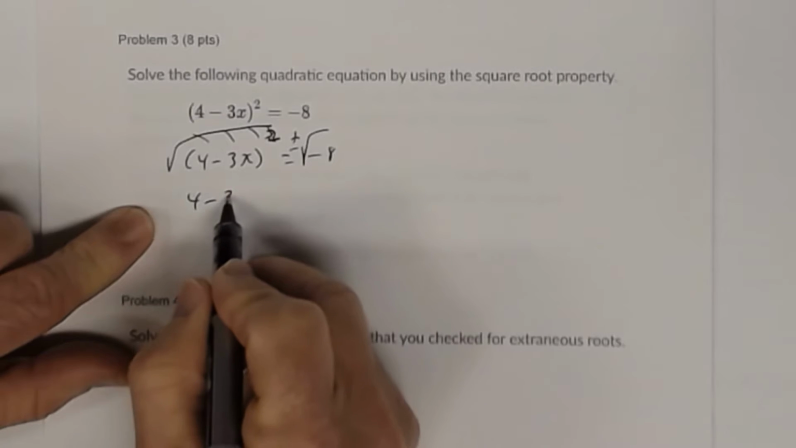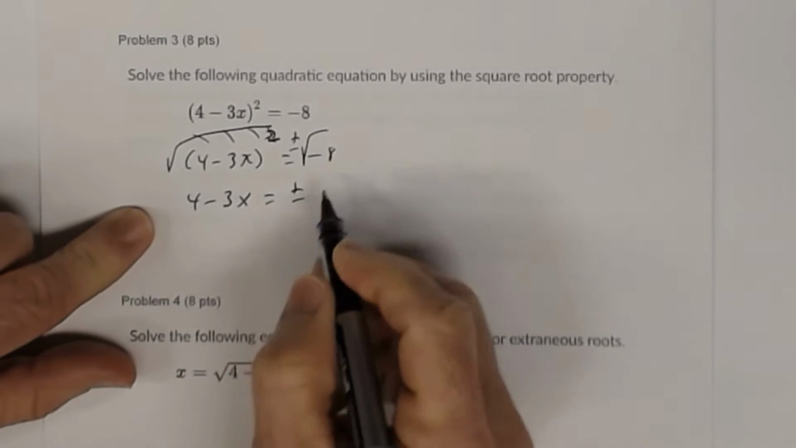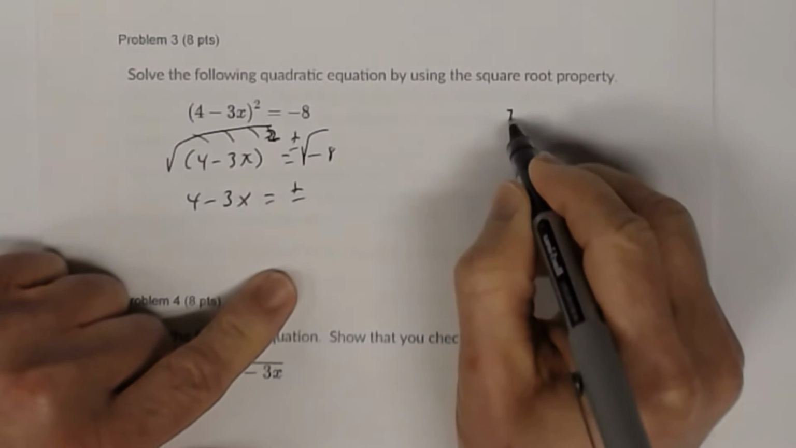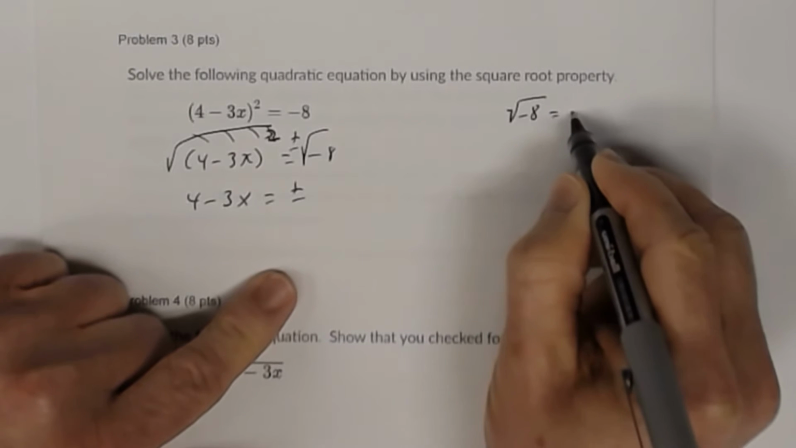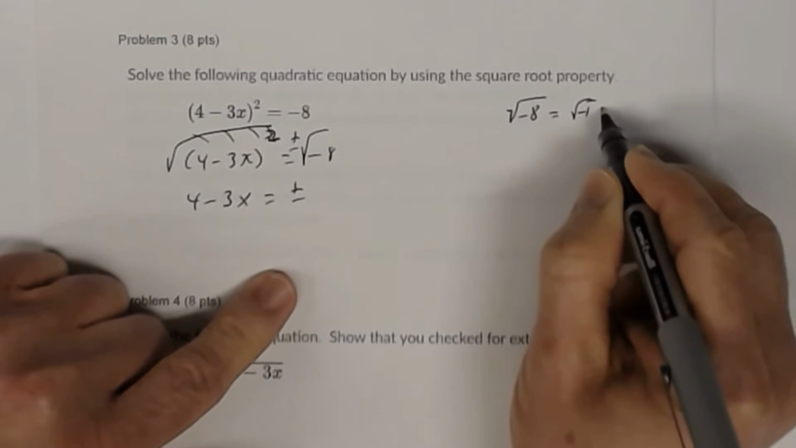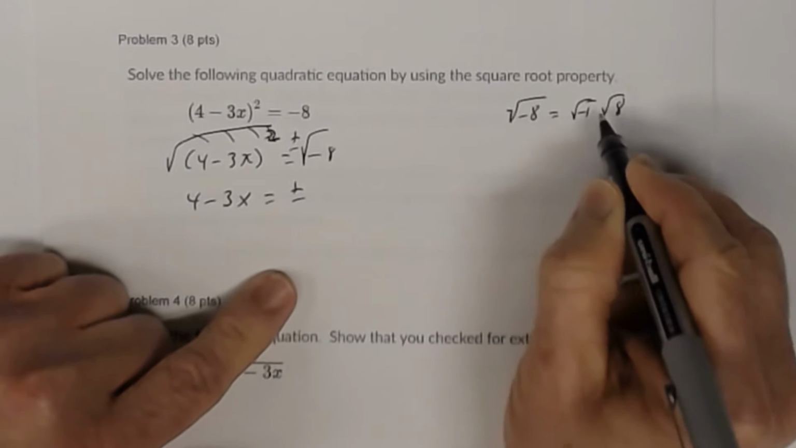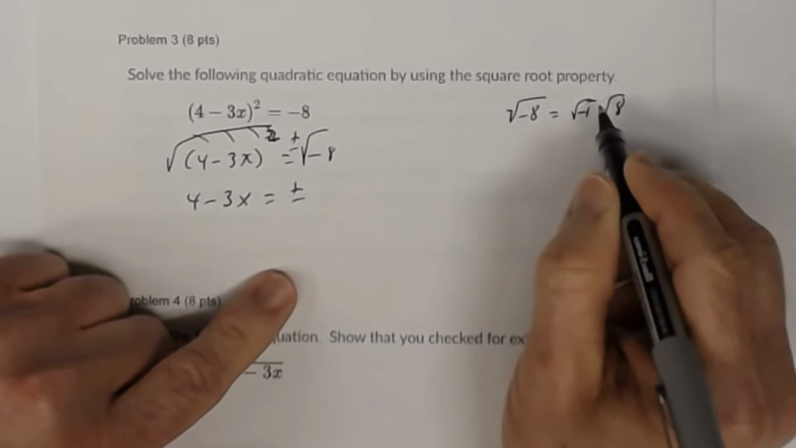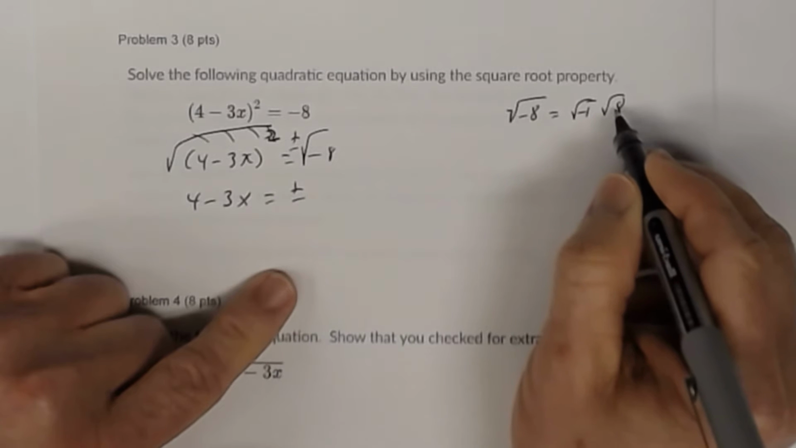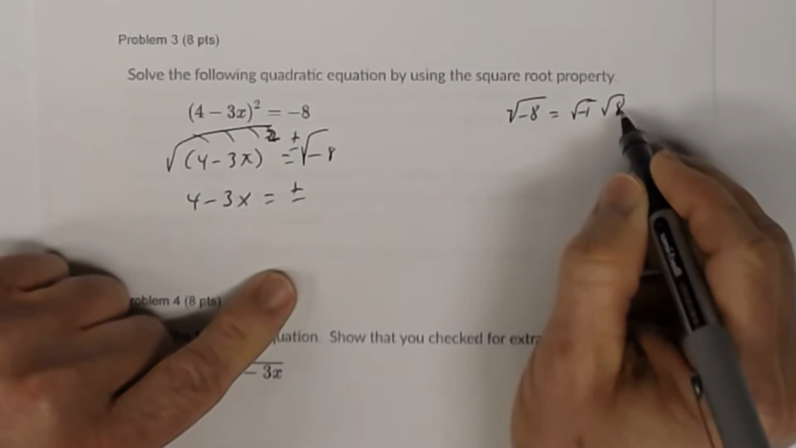So you get 4 minus 3x equals plus and minus. Now you have to remember that the square root of a negative 8, I can write this as the square root of a negative 1 times the square root of 8. All right, so that's going to be i right here. But 8, I can simplify 8 as 4 times 2.